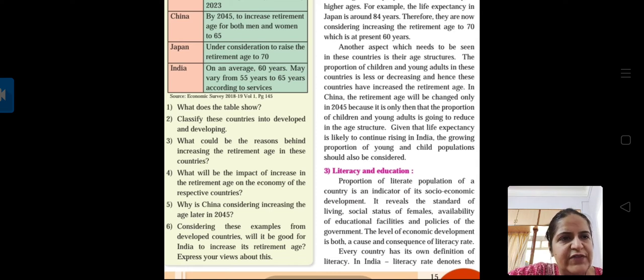Availability of educational facilities, what facilities are available in the educational arena, and the policies of that particular government matter. The level of economic development is both a cause and consequence of literacy rate. Literacy is one of the most important factors of education as well as population growth. Every country has its own definition of literacy. Now, what is the definition of literacy in India?